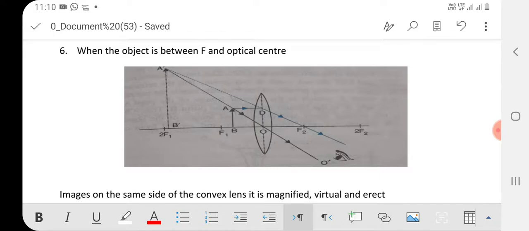So when you produce this, these two rays of light will never meet after refraction. So we have to produce this ray of light in backward direction such that the image is formed on the same side of the convex lens. So it is magnified image, virtual and erect image. This is the only image formation in convex lens where the image is virtual and erect.